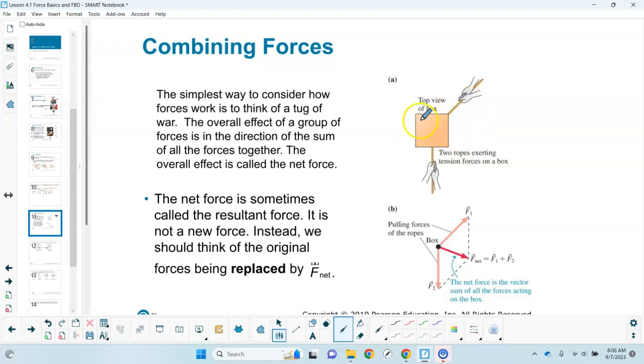So we have an example here where we have a top view of two people with two ropes attached to an object. One rope is pulling up and to the right in our frame of reference, and the other one is pulling down. Again, you could make this as simple as F1 and F2, which is what they do in the diagram down here. And we want to know what is going to be the overall effect, or the net force.